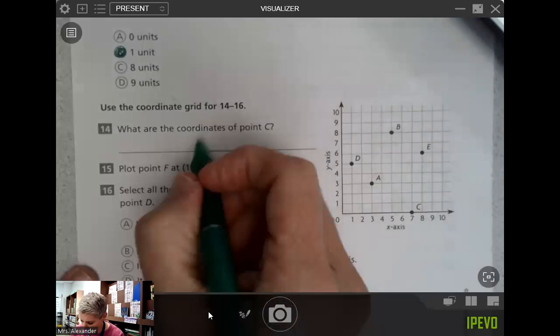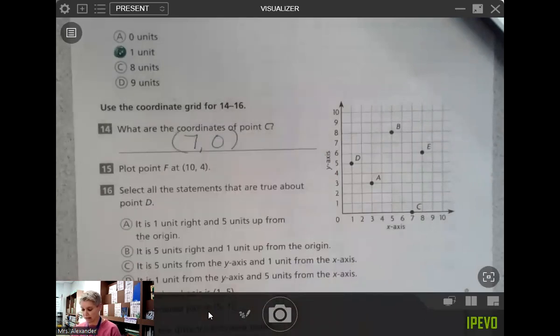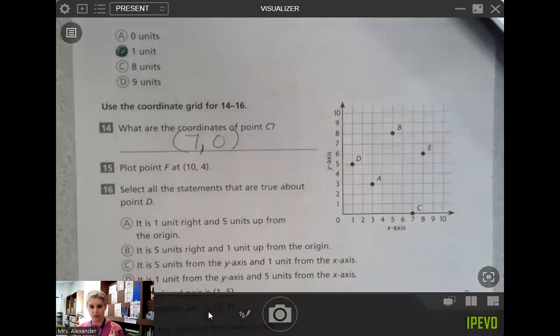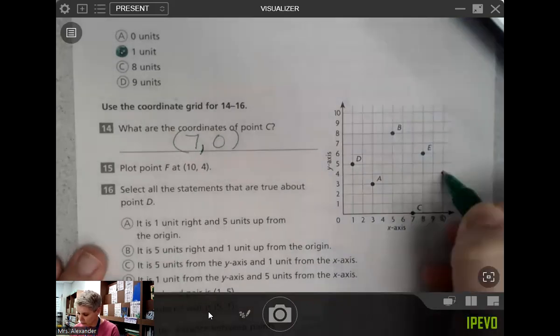So our coordinates, remember how we write those? We have our 2 coordinate numbers, our pair, with a comma between, and we keep them in parentheses to keep them together in a group. Plot point F at 10, 4. 10, 4, good buddy. There's F, and we'll label it.